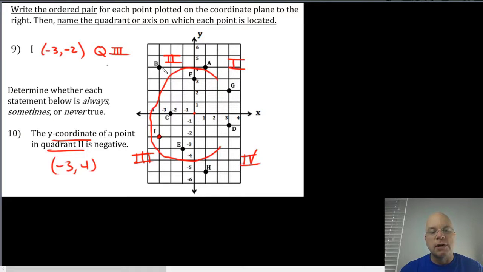So we have to consider maybe there are other cases other than B where the statement would be true, in which case we would choose sometimes. But no matter where you put a point in quadrant 2, you're always above the x-axis, so your y-coordinate will always be positive. So this statement is never true. Never. If you could find a case where it's sometimes true and sometimes not true, then you would answer sometimes on a problem like that, and you have at least one example like that on your homework.